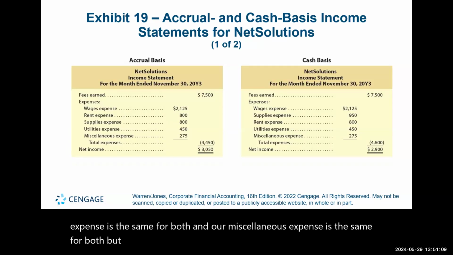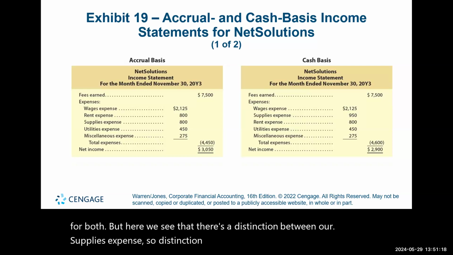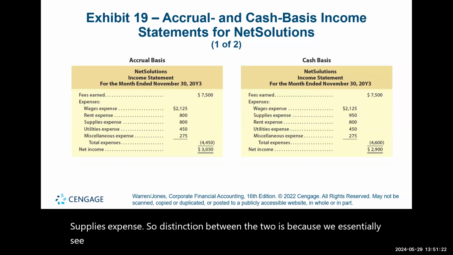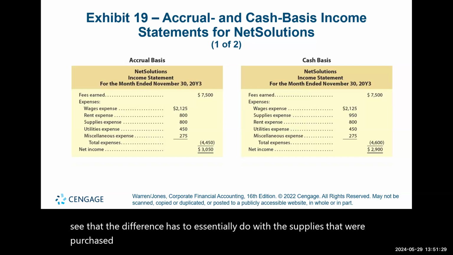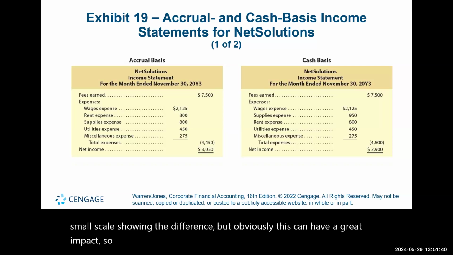But here we see that there's a distinction between our supplies expense. The distinction between the two has to do with the supplies that were purchased. So there's a difference of $150. So obviously this is on a very small scale showing the difference, but obviously this can have a great impact. So this is for the month of November.